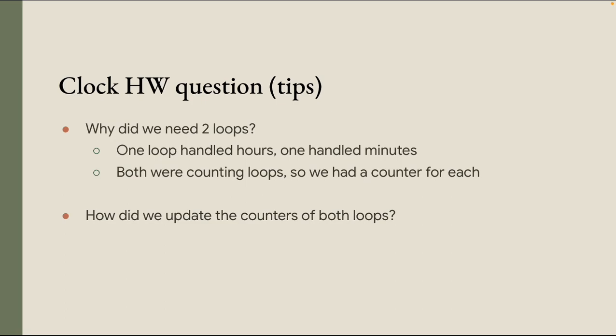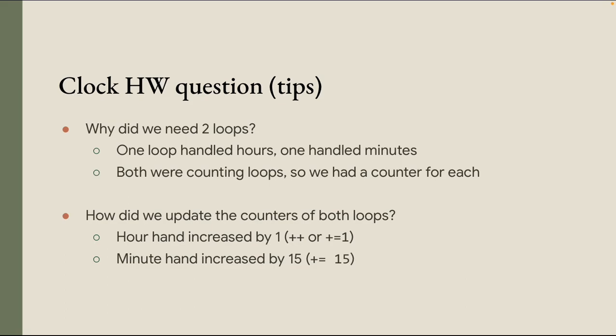How do we update both counters? The hour hand in that example was being incremented because we were trying to reach some maximum value. And the minute hand was increased by 15 minutes in the clock example. I didn't want y'all to have to type out a whole bunch of output, so I just said do it every 15 minutes.